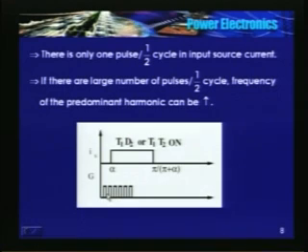So I can reduce the harmonic content. In other words, I can improve the harmonic spectrum, or I can increase the frequency of the predominant harmonic. Also, see here, conduction starts at alpha. So displacement factor now is a function of alpha.